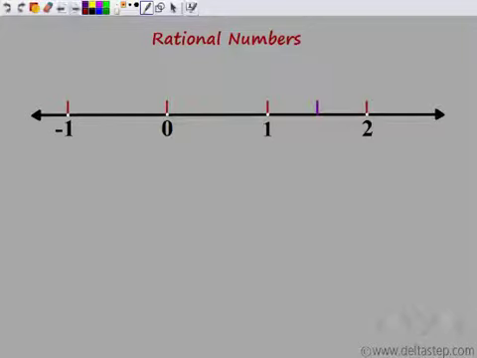So what about the midpoint of 1 and 2? This distance is 1. Midpoint would be half of this distance. So if I want to find the midpoint between these two numbers, what would that be? Simply 1 plus 2 divided by 2. That would be the midpoint of 1 and 2. That is, you add 1 and 2 and divide it by 2. So this gives me 3 by 2. So 3 by 2 actually represents this number, which is the midpoint of 1 and 2.